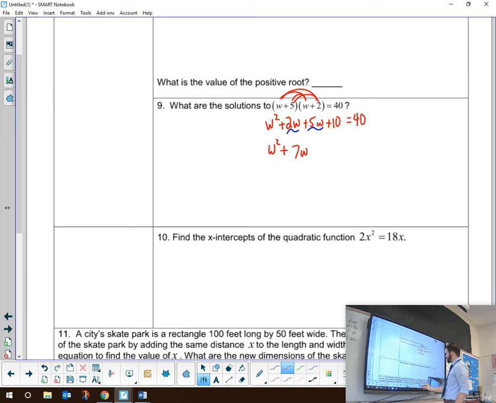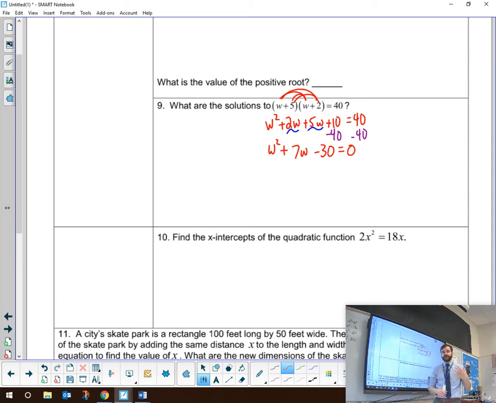And watch this. I can minus 40 here, because we want to move everything to one side and get a 0 on the other side. So I'm going to move my 40 over. That's going to give me a negative 30. So here's my new equation: W squared plus 7W minus 30 equals 0.